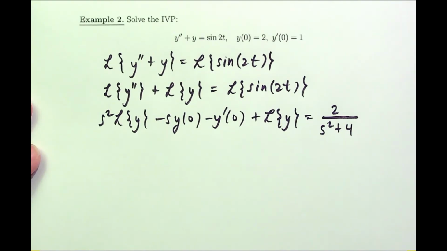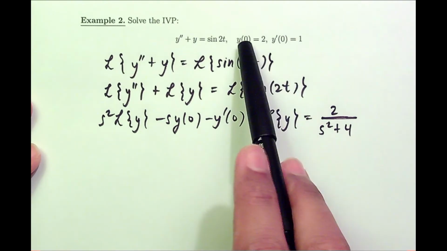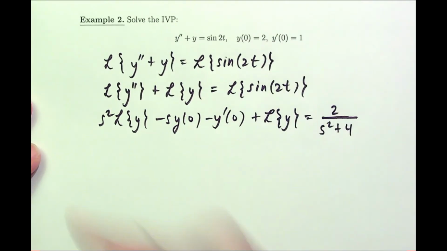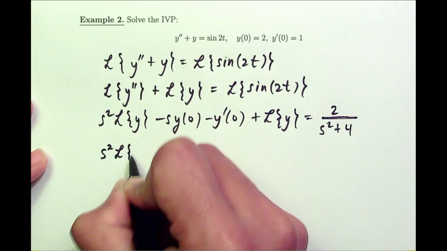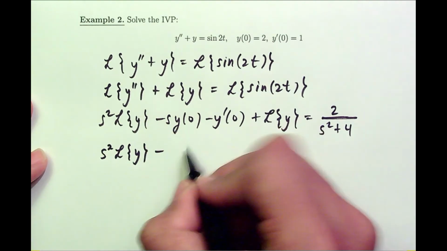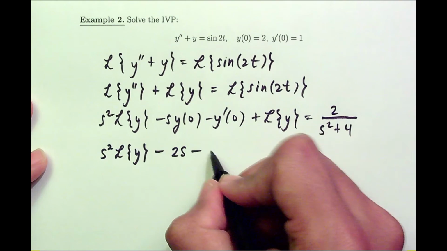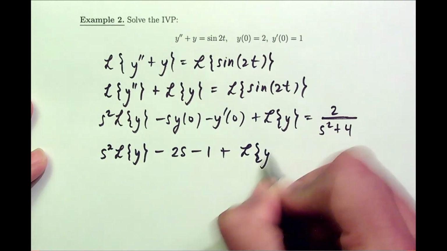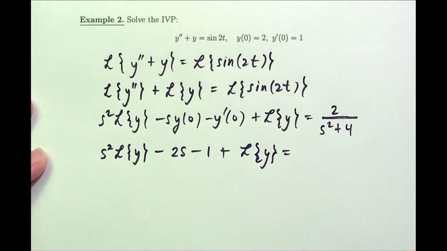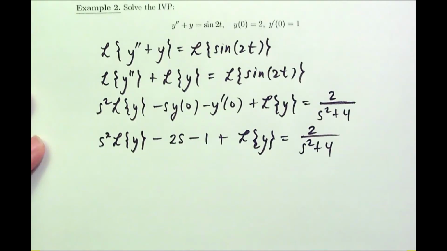Now we plug in what y of 0 is. They're telling us y of 0 is 2, y prime of 0 is 1. So this is going to be s squared plus transform of y minus y of 0, that's going to be minus 2s. Y prime is minus 1 plus Laplace transform of y equals 2 over s squared plus 4.